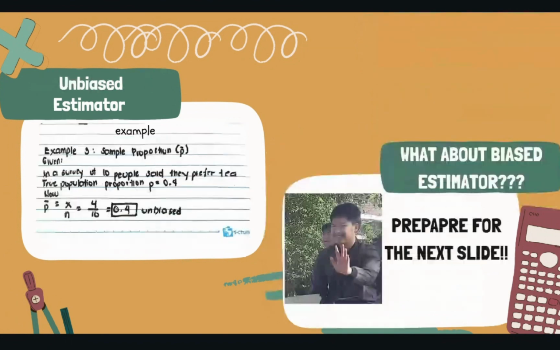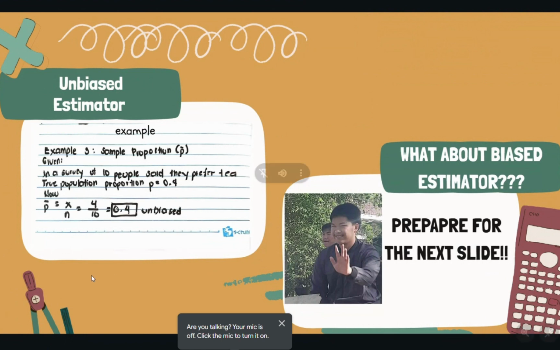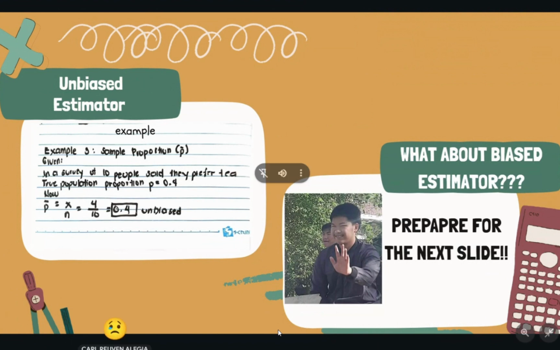Next slide, please. The last example for unbiased is the sample proportion. The given is that in a survey, 4 out of 10 people say they prefer tea. The true proportion p equals 0.4. In solving, the sample proportion is equal to x over n, so 4 over 10 is equal to 0.4. As you can see, 0.4 is the same as the population proportion, 0.4, so it is unbiased. Next slide, please.